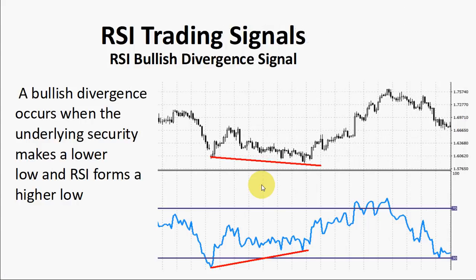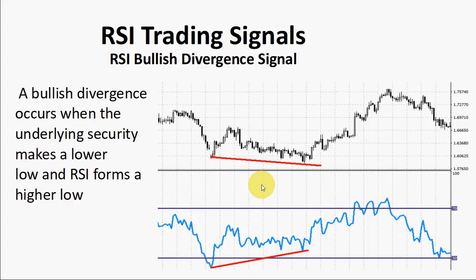So now let's talk about the bullish divergence signal. So we'll talk about the divergence signals. The first one is going to be the bullish divergence. Okay, so according to Wilder, divergence signals a potential reversal point because RSI momentum does not confirm price. So the first one is the bullish one.